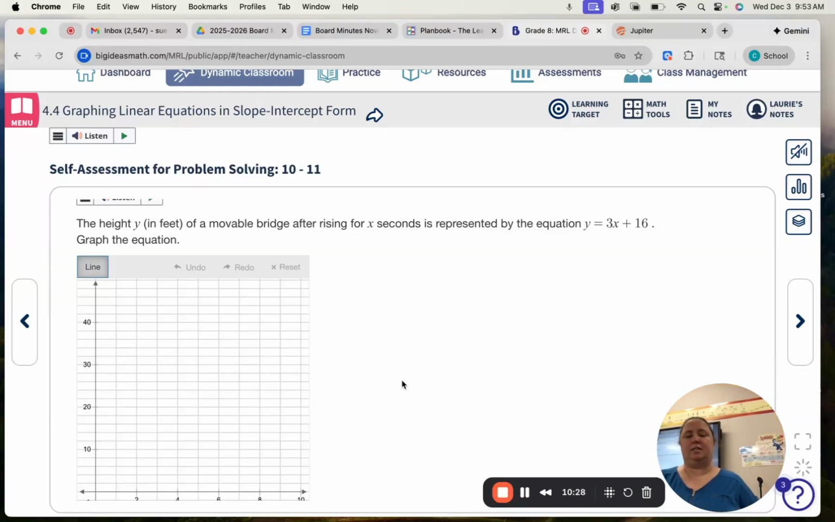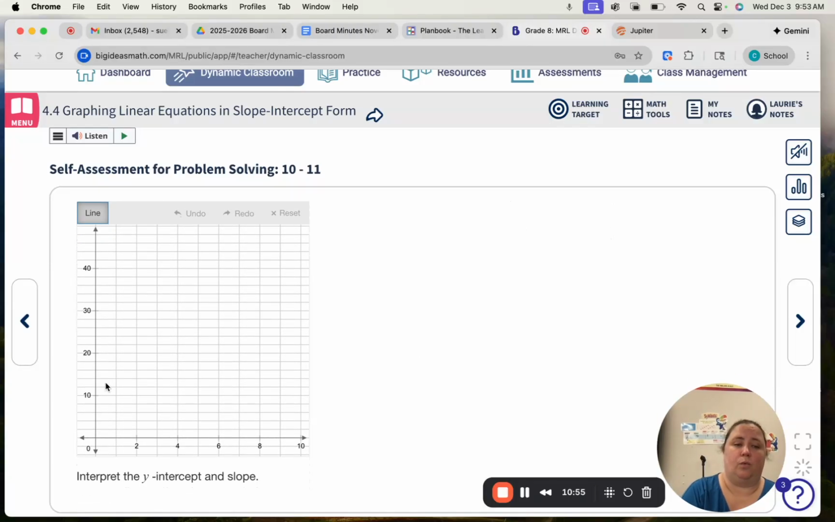We're going to do this one together because a couple people already had questions. So go to number 10. It tells you the height, y in feet, of a movable bridge after rising for x number of seconds is represented by the equation y equals 3x plus 16. Graph this. First of all, look at that equation. Is it in slope-intercept form? Yes. So we can graph it.